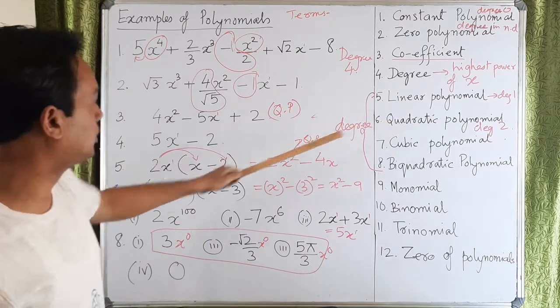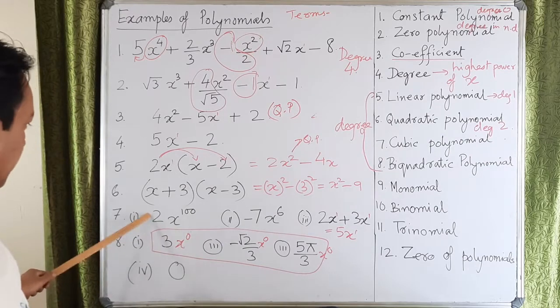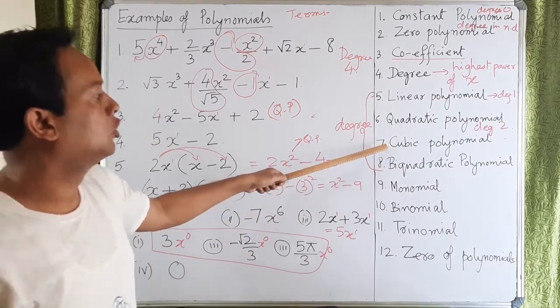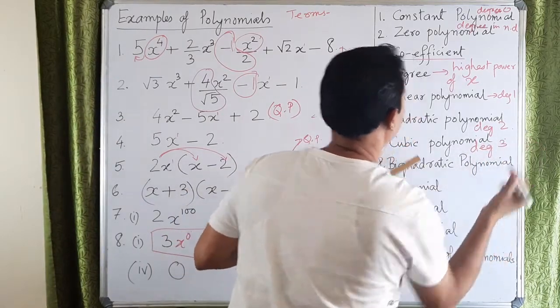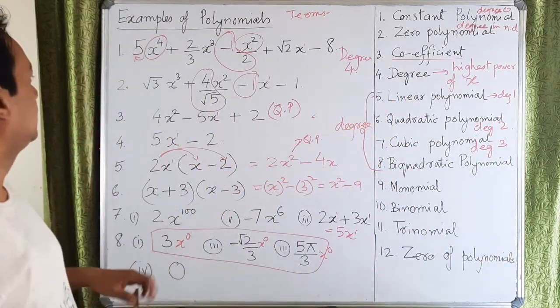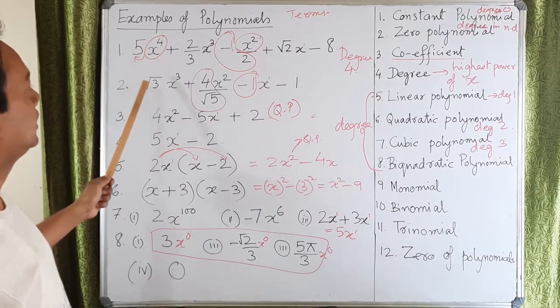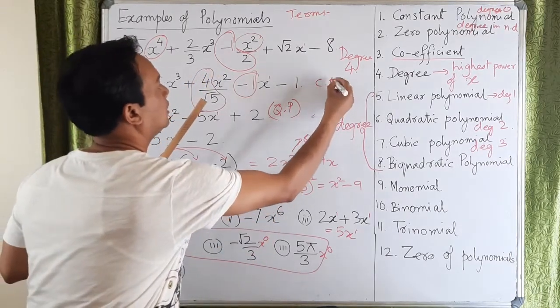All degree 2 polynomials are quadratic polynomials. Now, we don't have any more degree 2. So, let's come to cubic polynomials. All degree 3 polynomials are called cubic polynomials. Which one is degree 3? Highest power should be 3. So, this one is cubic. You can see the highest power is 3. So this is a cubic polynomial.